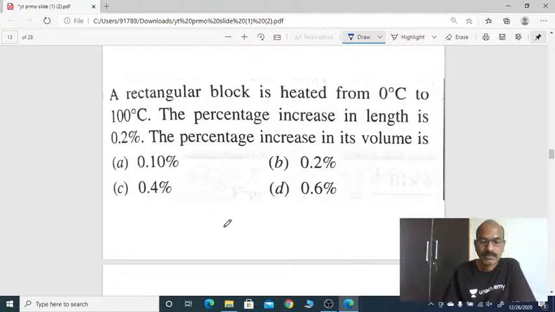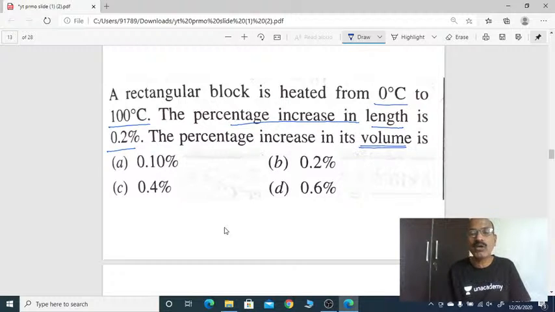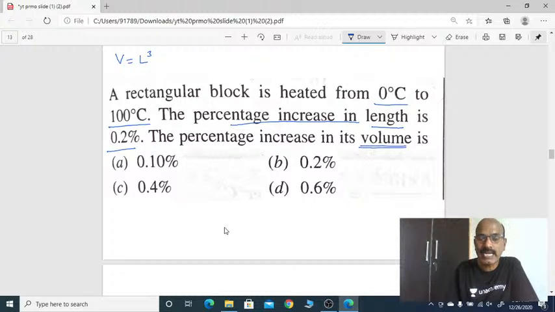So next one. A rectangular block is heated from 0 degree Celsius to 100 degree Celsius. The percentage increase in its length is 0.2%. What is the percentage increase in its volume? So how much percentage volume increase is the question. Rectangular block heated from 0 to 100 degrees Celsius. We know volume is L cube. Rectangular side is L, so volume will be side cube, L cube.